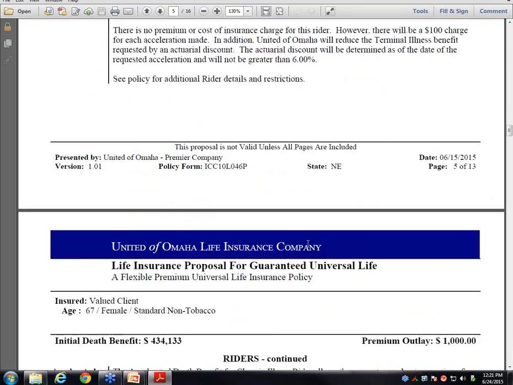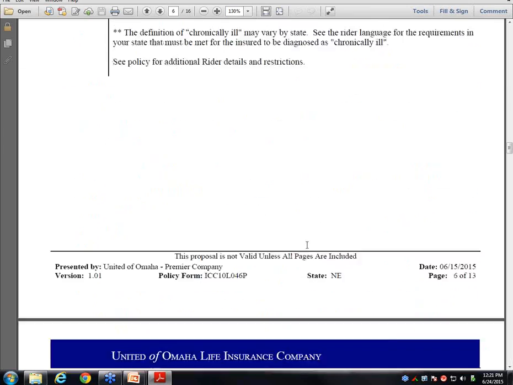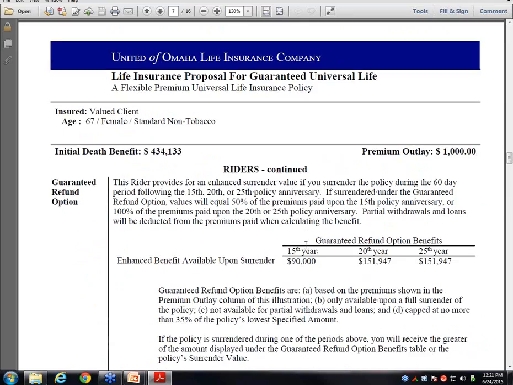We have a rider on our plan that basically guarantees your clients can have all of the money that they put back into this back to them, called the guaranteed refund option. Now, how this works is on the 15th, 20th, and 25th year, your clients have the ability to have up to 50% of their premiums paid on the 15th policy anniversary and 100% of the premiums paid back to them on the 20th or 25th policy anniversary.